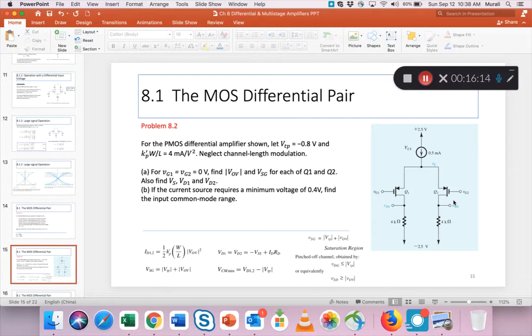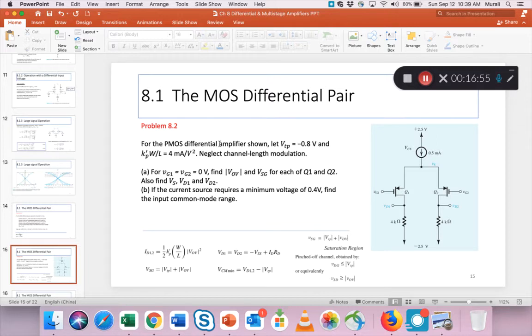I will move on to slide 15, problem 8.2. I think I mentioned this already. This is a PNP pair, not an NPN pair. So let's see if there's anything different that we need to worry about. Did I say PNP? No, this is a PMOS pair, not a PNP pair. So for the PMOS pair, the formulas for saturation, etc., are slightly written differently, but the logic should be the same, right?